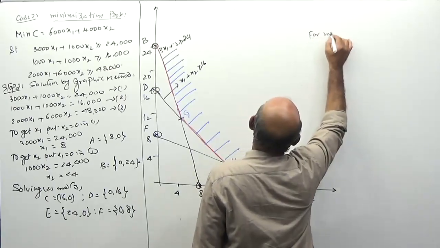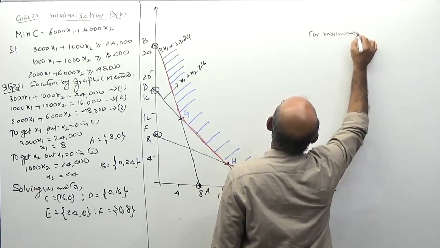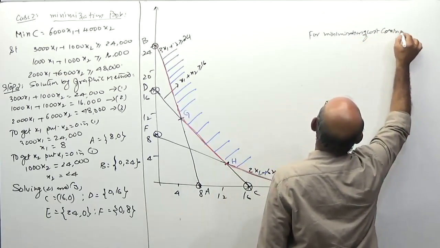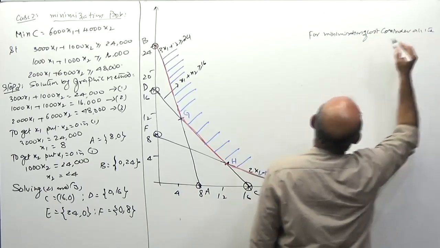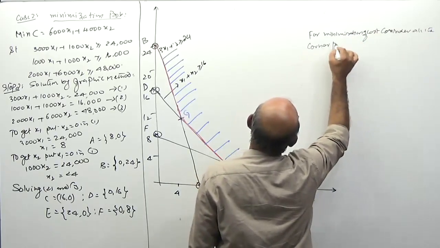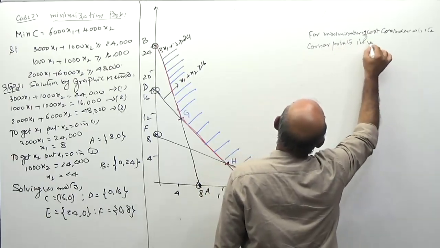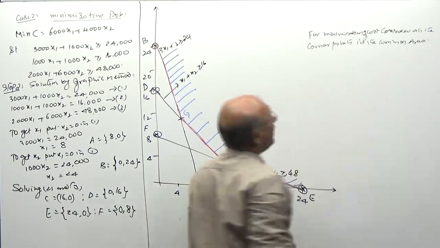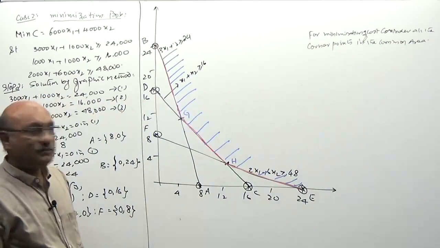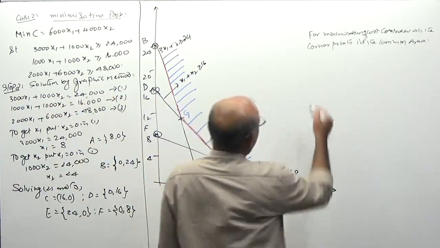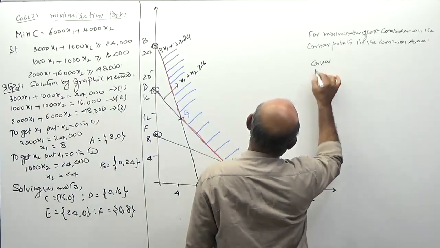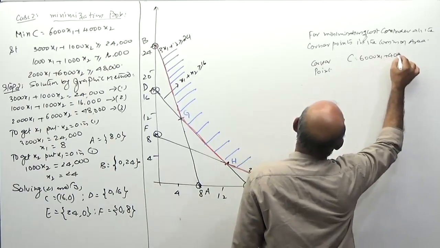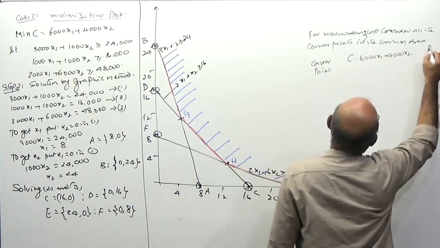So for minimization of cost, consider all the corner points in the common area. So this is corner point. C is equal to 6000 into x1 plus 4000 into x2. It is in rupees.